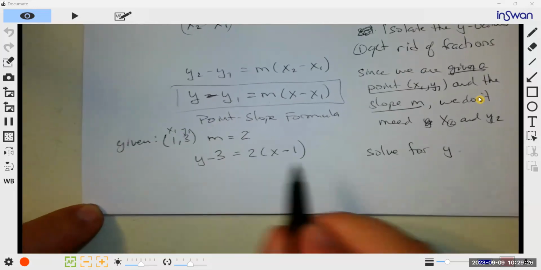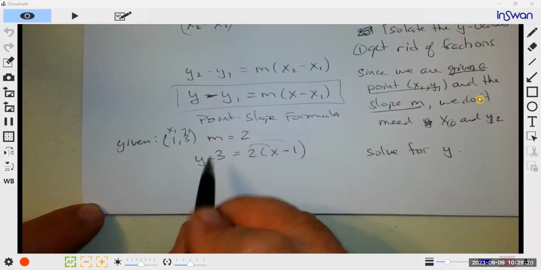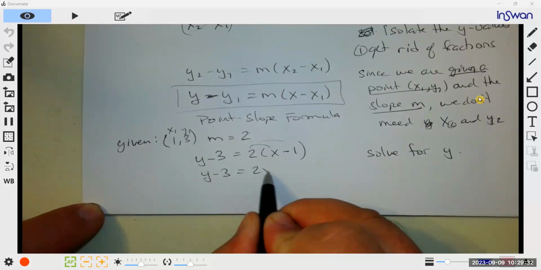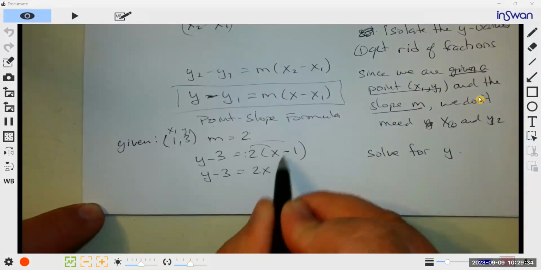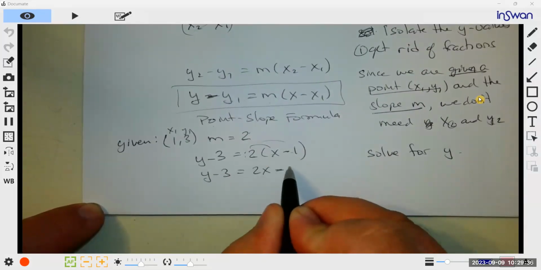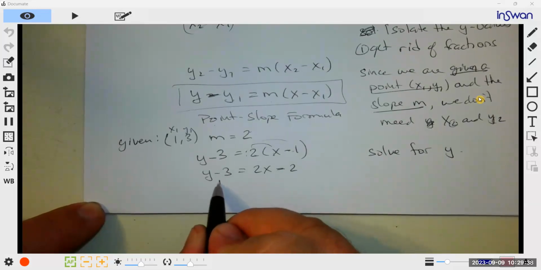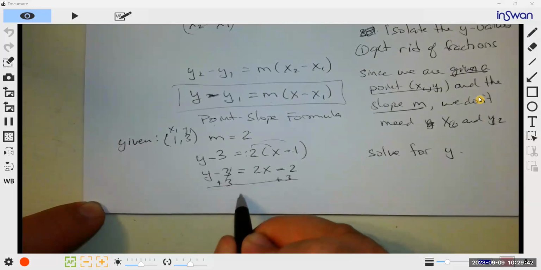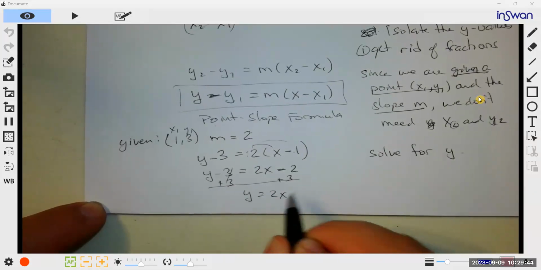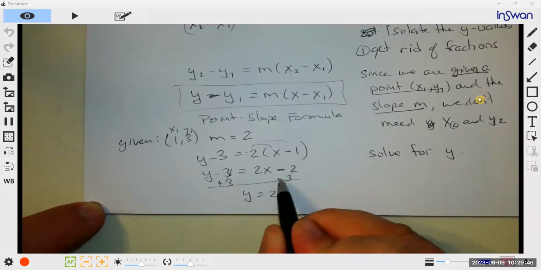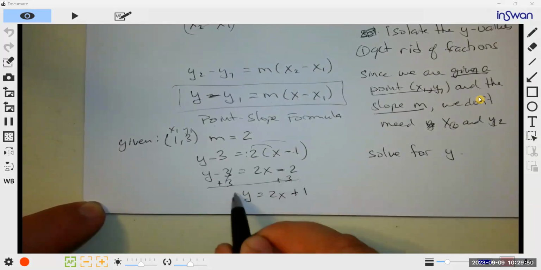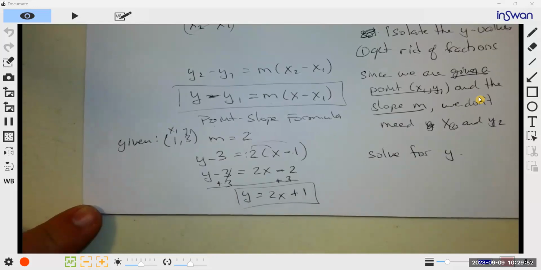Solve for y. First off, we have to get rid of the parentheses. 2 times x is 2x. Positive times negative is negative. 2 times 1 is 2. Add 3 to both sides. Negative 2, positive 3. 3 is bigger. 3 minus 2 is 1. And there's our equation.